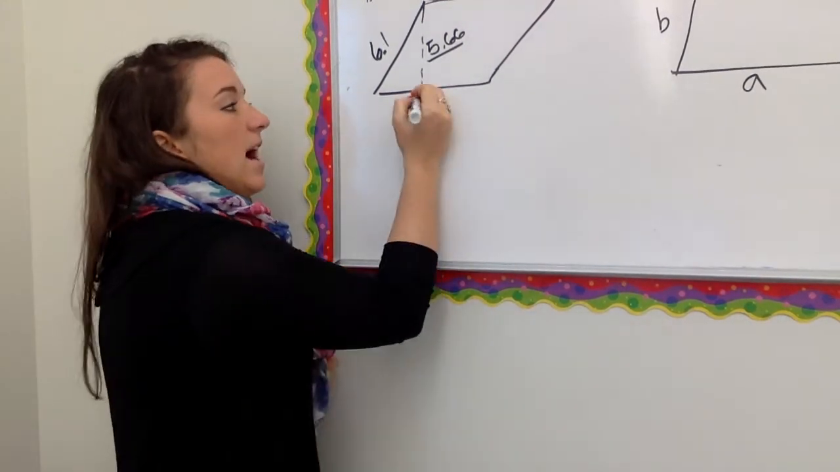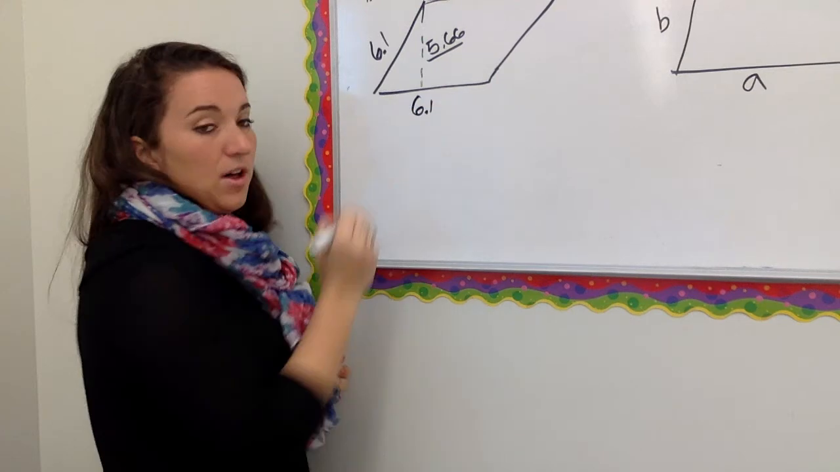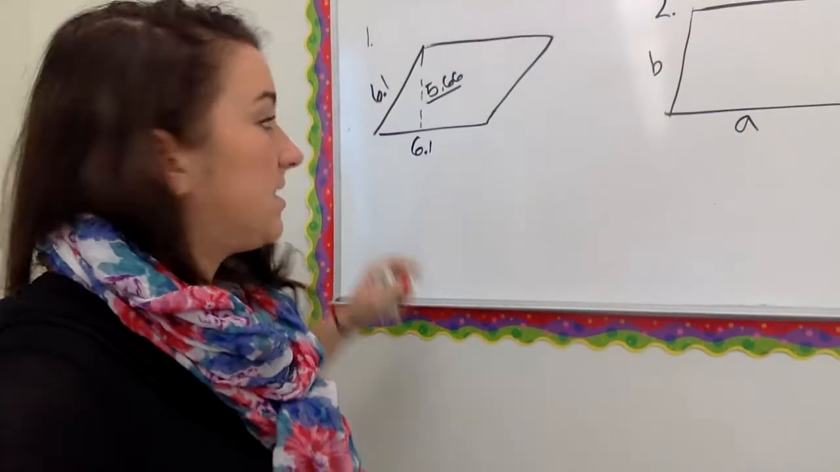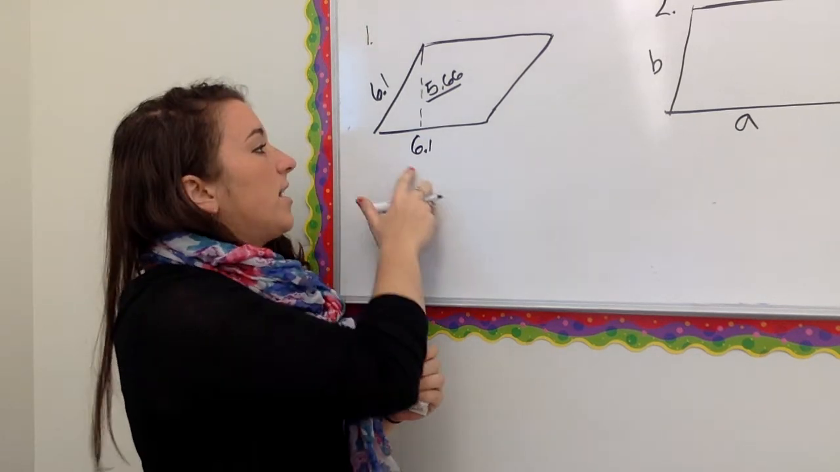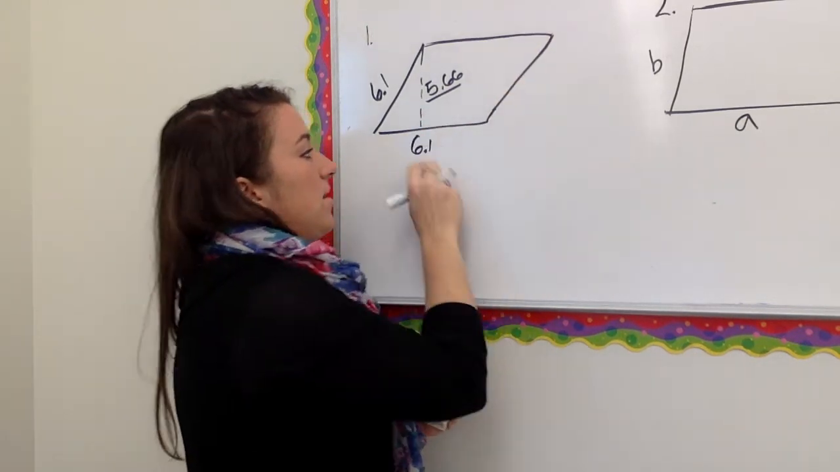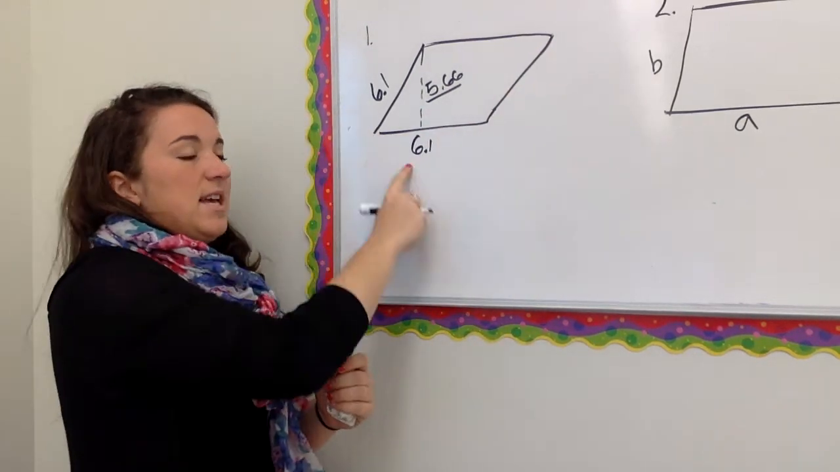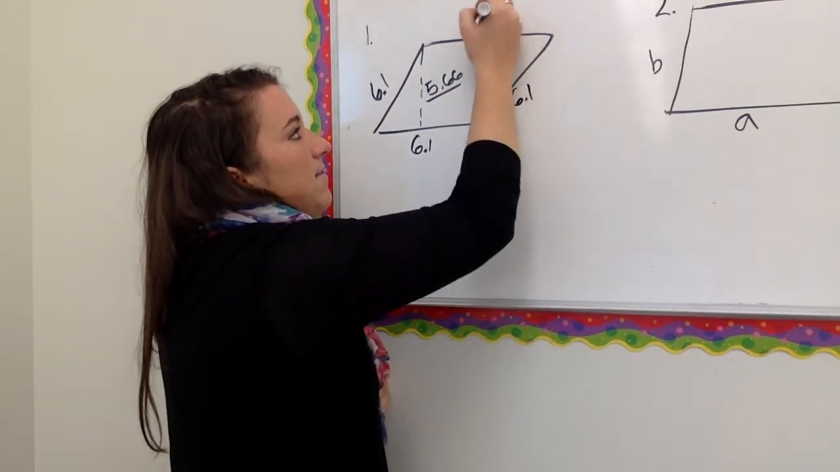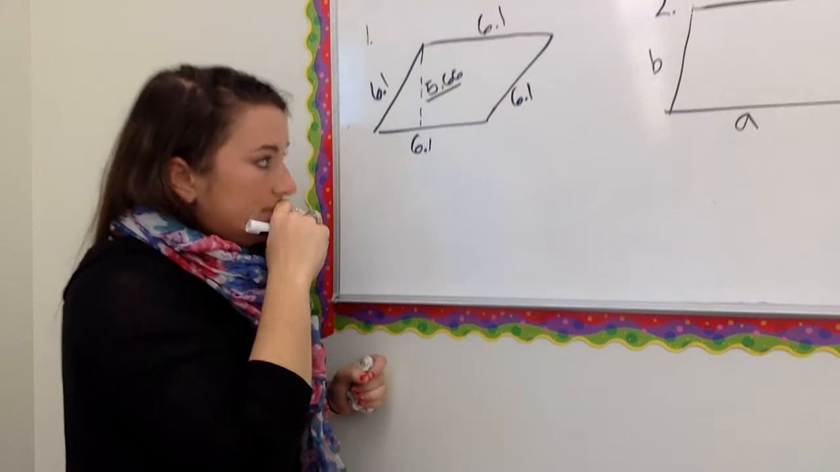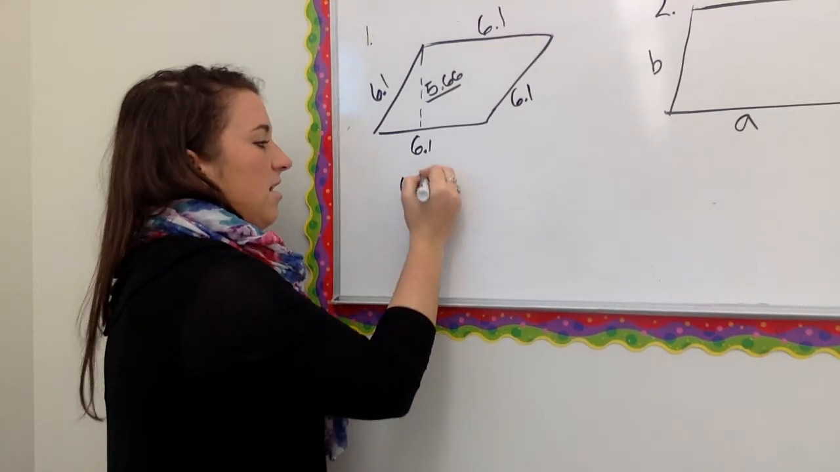Looking at the perimeter, I need to add up the lengths of all the sides. Right now, I only have 2 sides labeled, so I'm going to label the rest of my sides. Because it's a parallelogram, both sides have the same length, all 4 sides are going to have the same length. And then I'll add up all my sides.